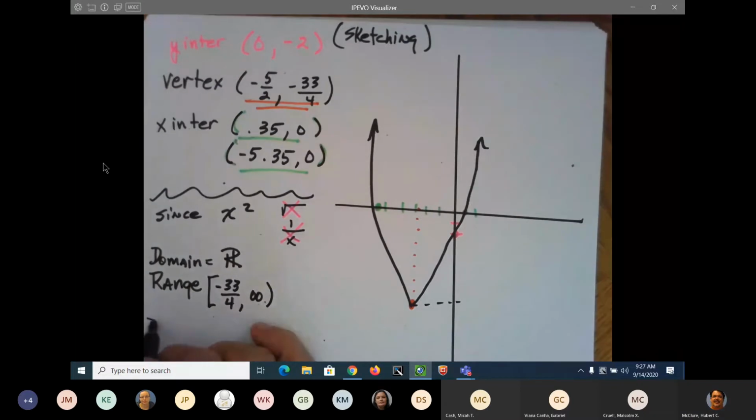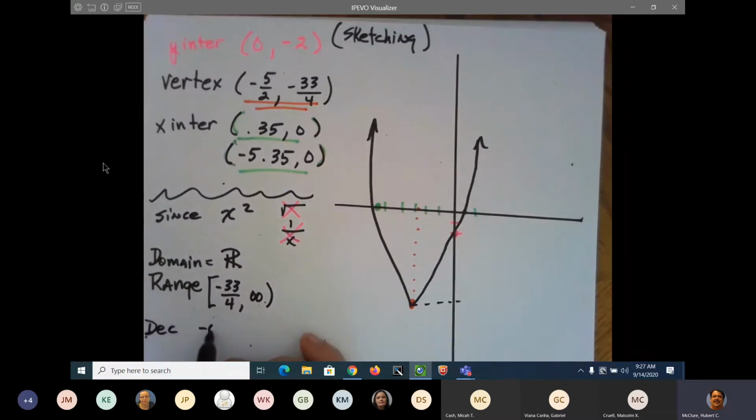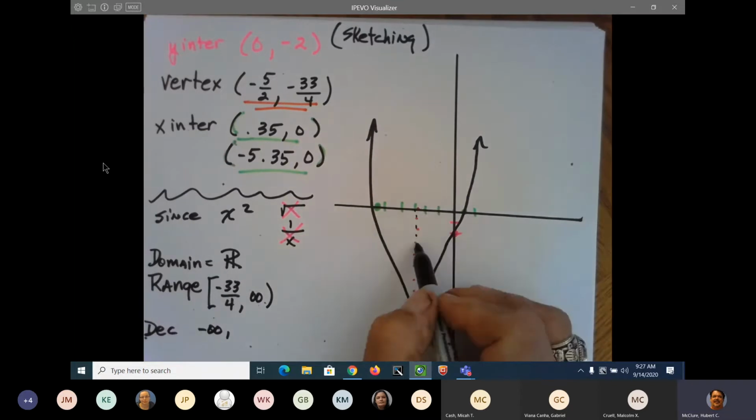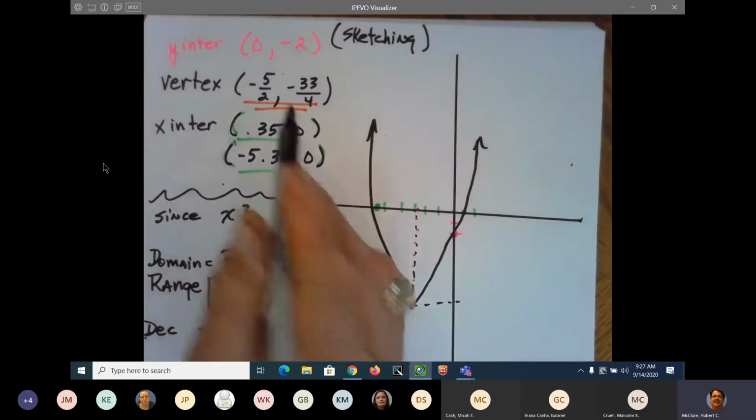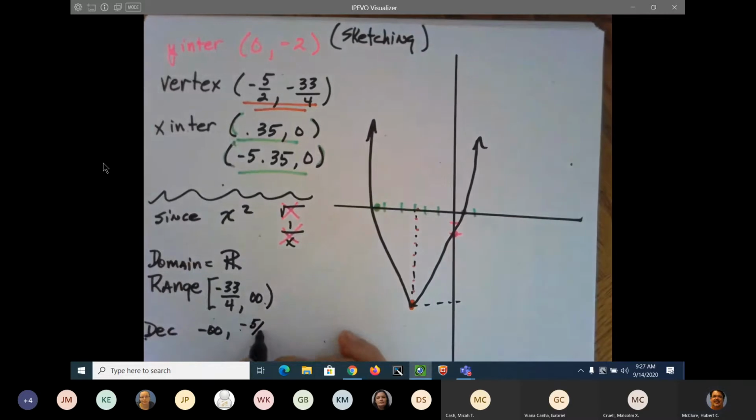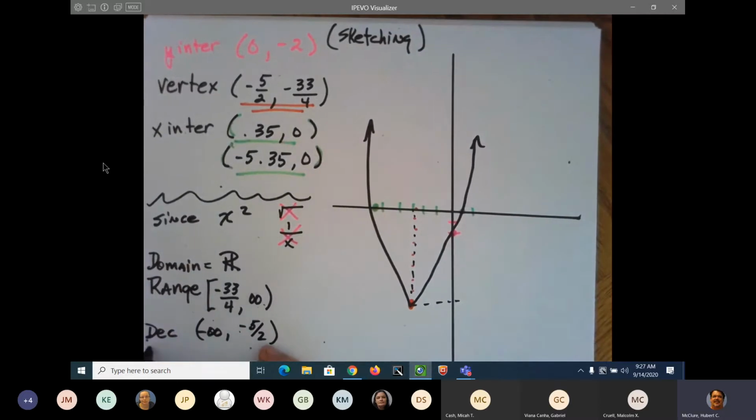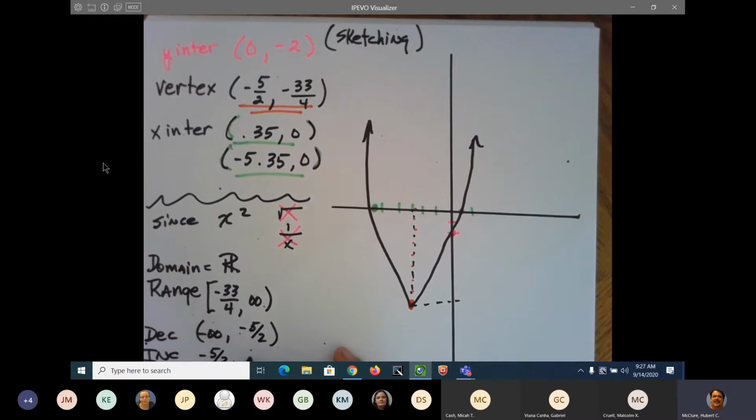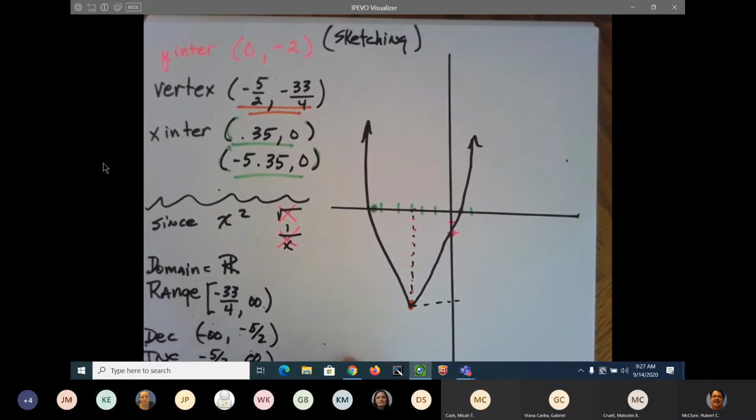Decreasing from negative infinity to negative 2.5, negative 5/2, and increasing from negative 5/2 to infinity.